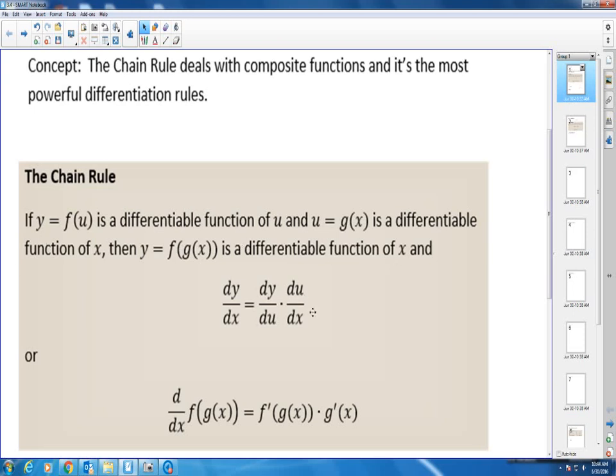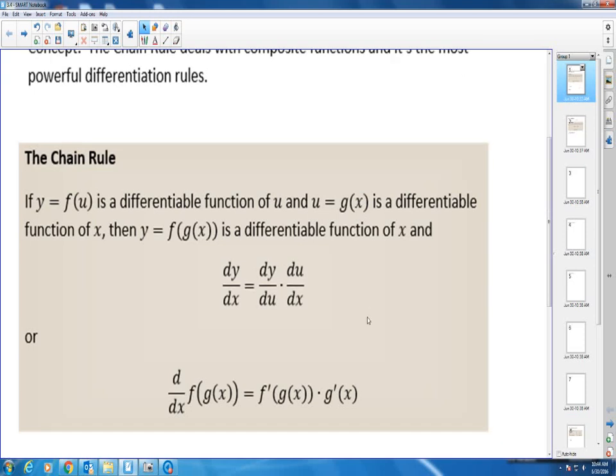So if I want to take a derivative of y, dy/dx, that will equal the derivative of f of u with respect to u, times the derivative of u. Remember now, u is another function with respect to x.